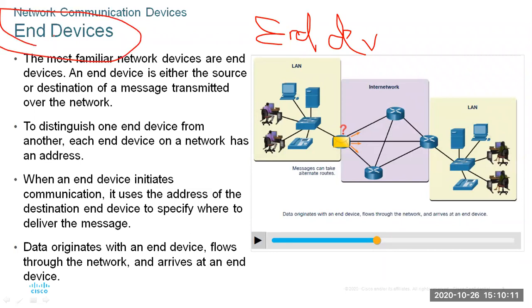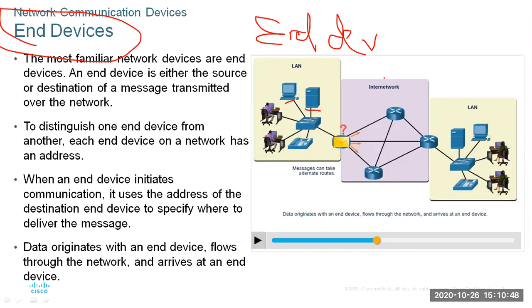Now, these end devices are usually the devices that are either the source of the message or the destination of the message, like your desktops, your servers, your mobile phones, your IP cameras, your fridges. Any device that actually receives or sends this message is an end device.